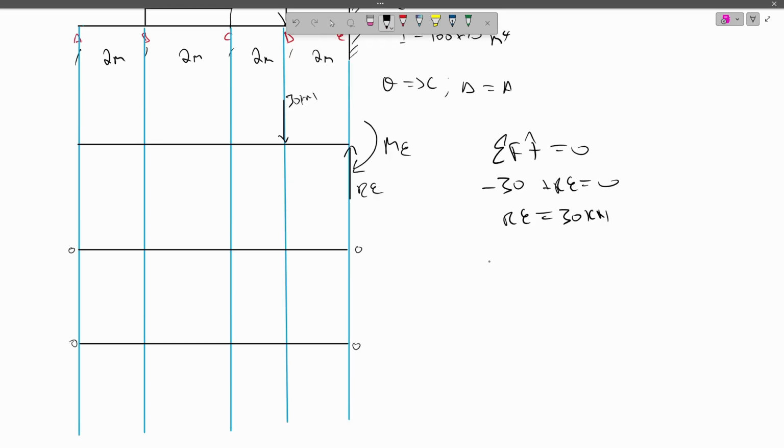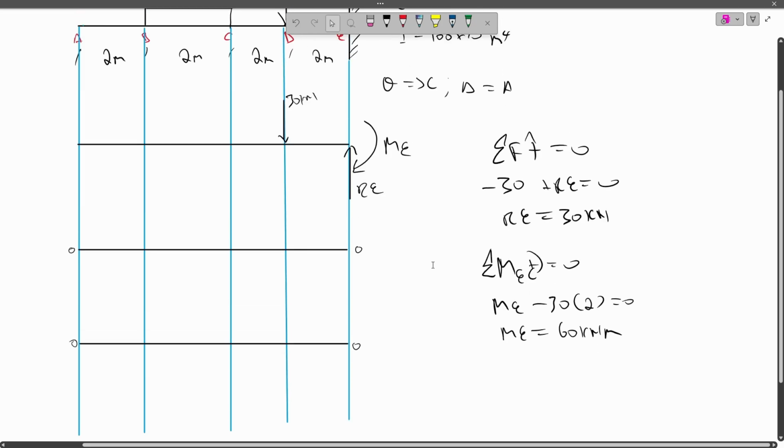And then for our moment, we'll use the sum of moments, clockwise positive, equals 0. We'll have ME minus 30 times 2, sum of moments at E equals 0. Then we'll have our ME minus 30 times 2. Our ME is 60 kilonewton meter.